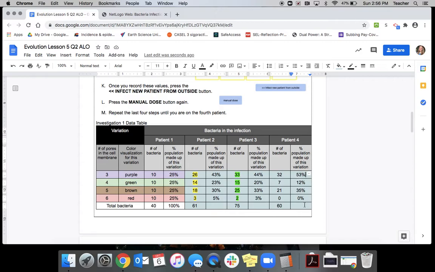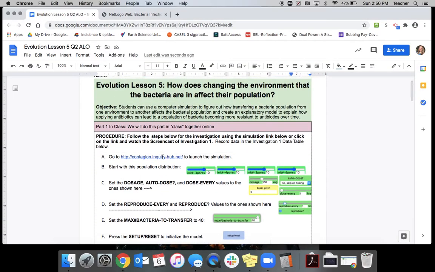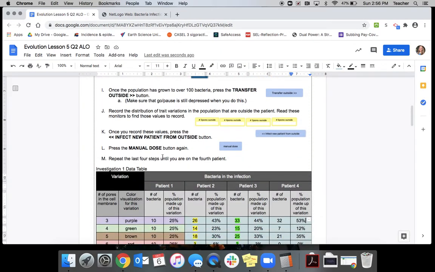And if you wanted to try and run this a few times on your own, you can use the screencast and the detailed instructions in your student activity sheet to run it a couple of times on your own.